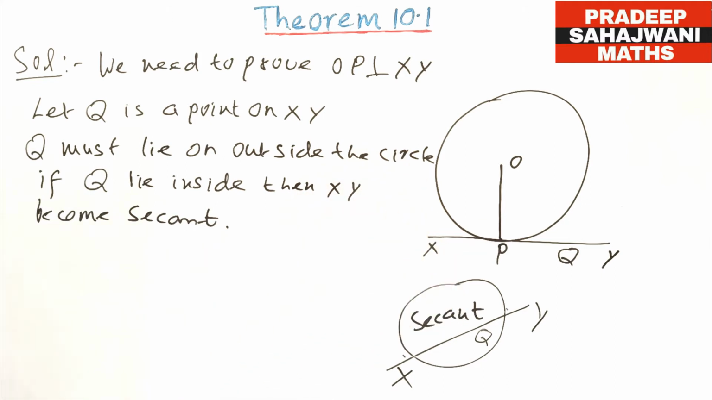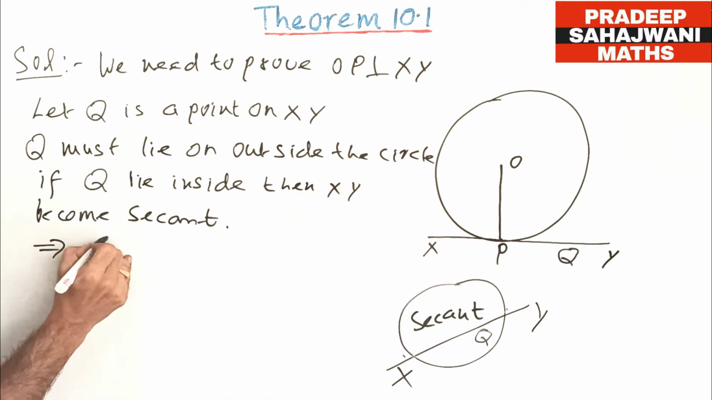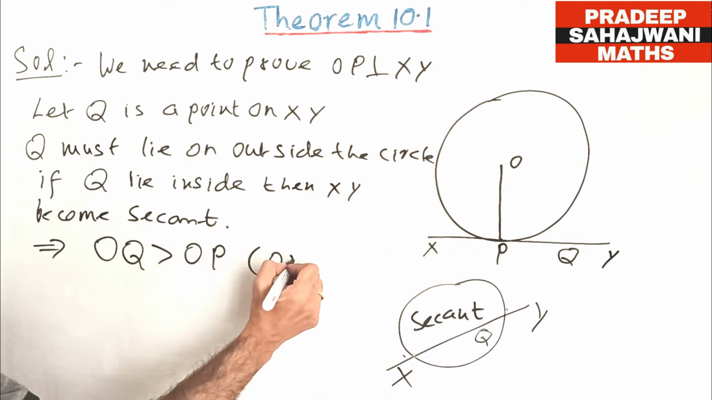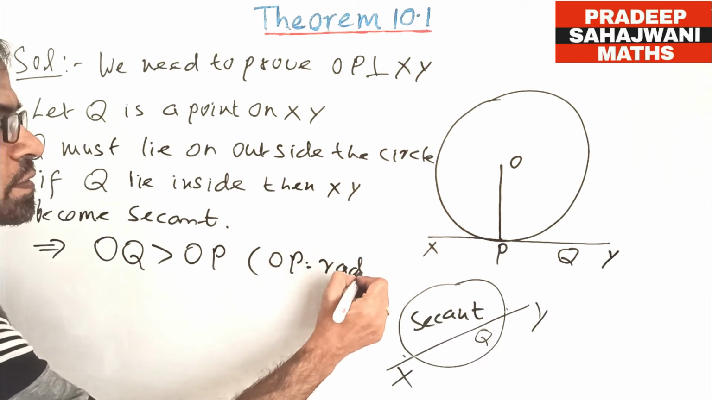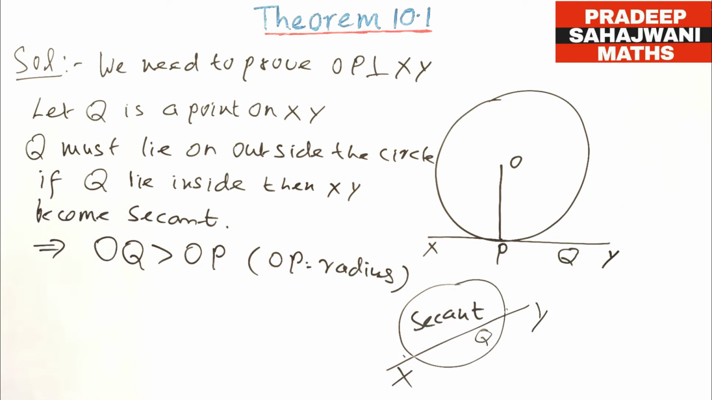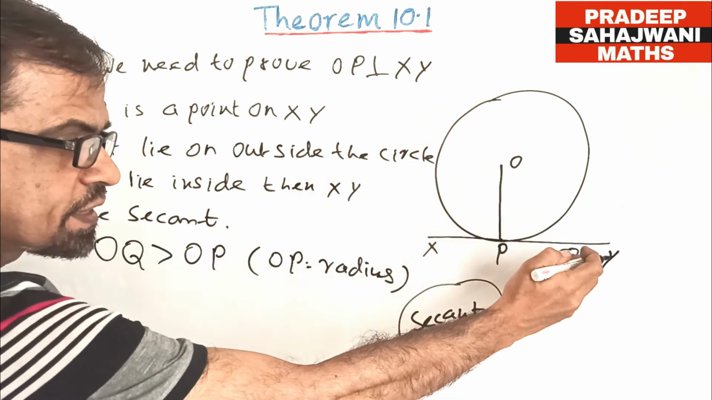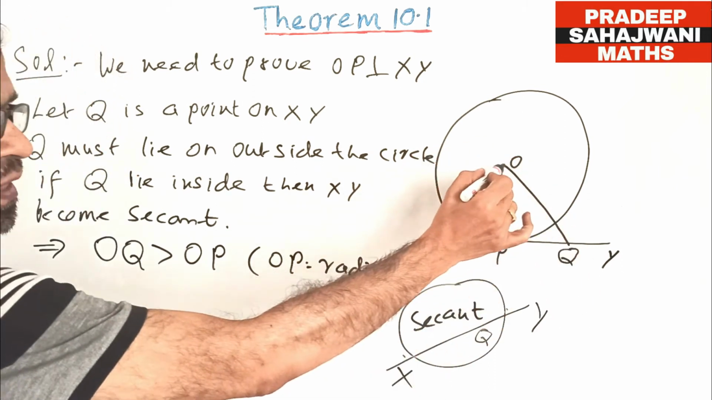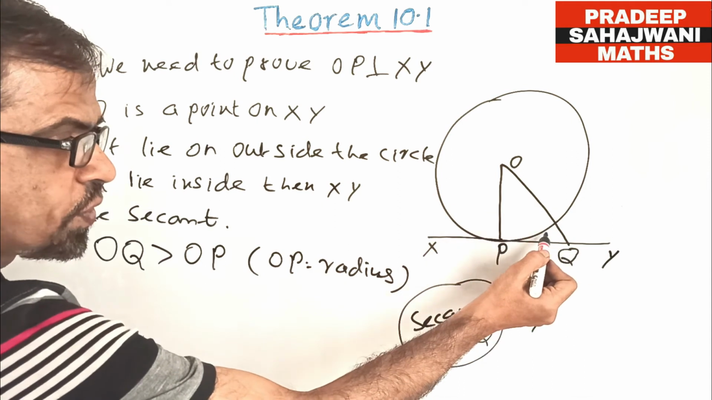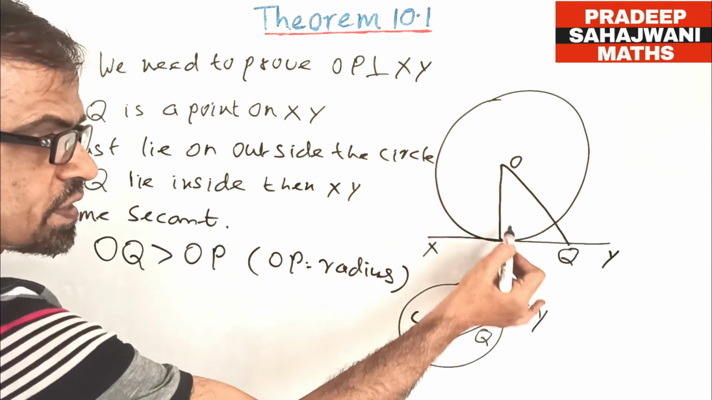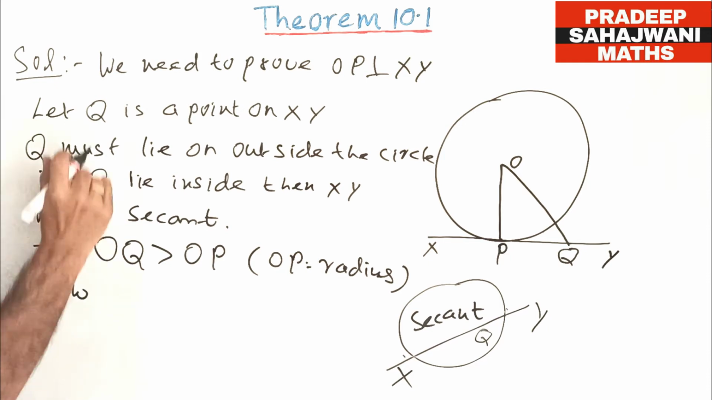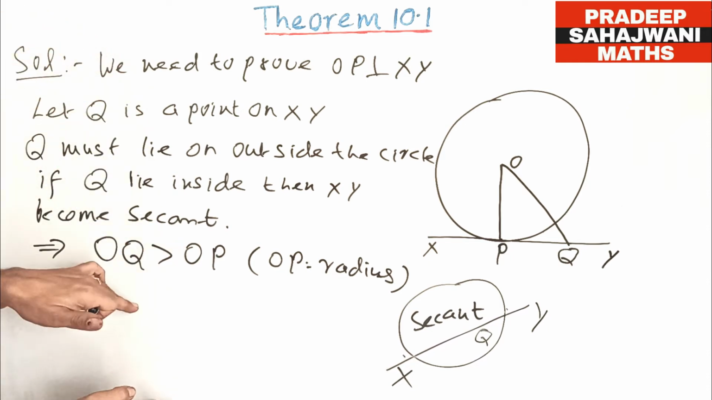What does it mean? Listen. So therefore OQ is greater than OP. The reason is what? Because OP is the radius, and obviously a point outside the circle means this will be greater than the radius, because OQ lies outside, beyond this circle. So it means OP is less than OQ. Okay students? Now here we have to write the second phase. In the first phase you proved this one.